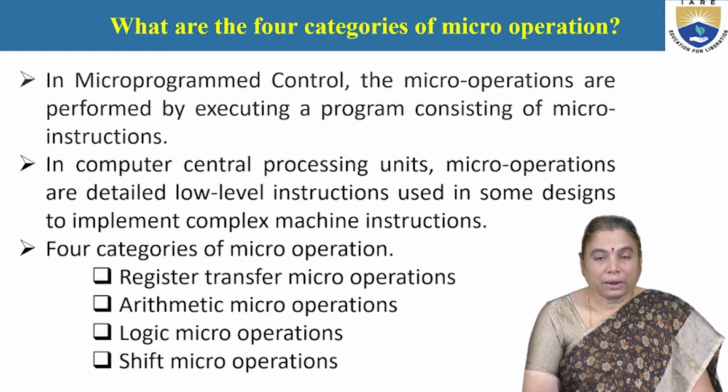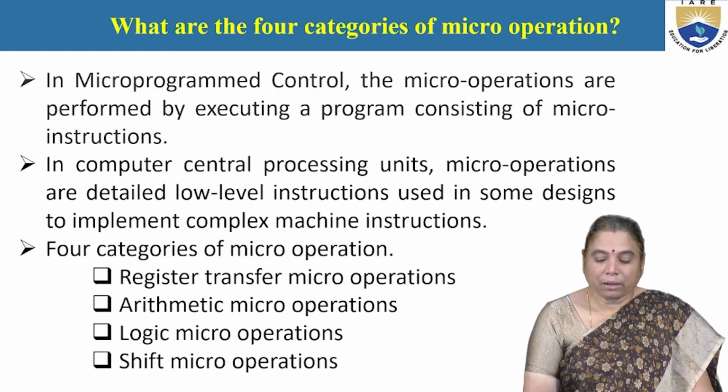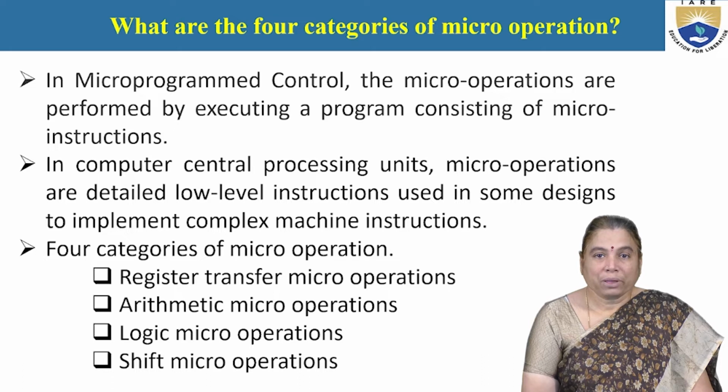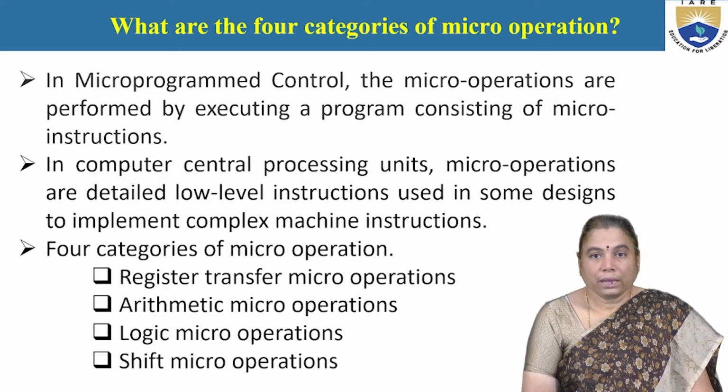In a computer central processing unit, micro operations are detailed low-level instructions used in some designs to implement complex machine instructions. In the instruction format, opcode and address can be specified. The opcode specifies the micro operation that is performed on the specified address, the operand value. Here there are four categories of micro operations.